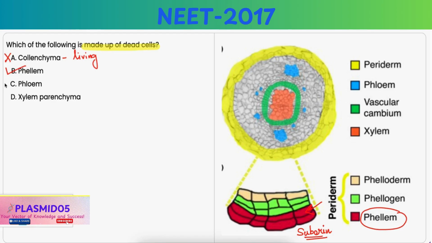Option C, phloem. Now, it is incorrect because it is composed mostly of living cells, such as the sieve tube elements and the companion cells. But some components, like the phloem fibers, are dead. Option D, xylem parenchyma. It is also incorrect because xylem parenchyma consists of living cells.